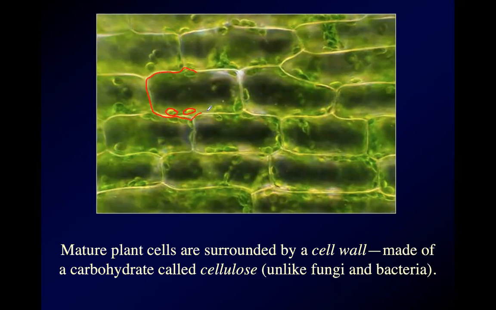Remember that fungi have cell walls made out of chitin. Plants have cell walls made out of cellulose. If you wanted to make a model of a plant cell, you could always take a water balloon and stuff it in a shoebox. The shoebox would be the cell wall, and then the water balloon with its contents would be the cell membrane, and then the liquid part of the cell inside.